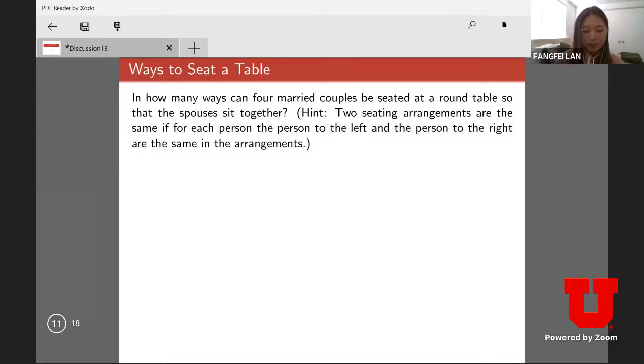Any ideas? So I guess you pick a spot for one spouse, and then there's 2 possibilities, one where the other is to the right of the one spouse and one where they're to the left. And so I guess if there's 4 seats, then you have 4 spots for the one, and then you multiply that by 2. So you have 8 spots. 8 possible arrangements.